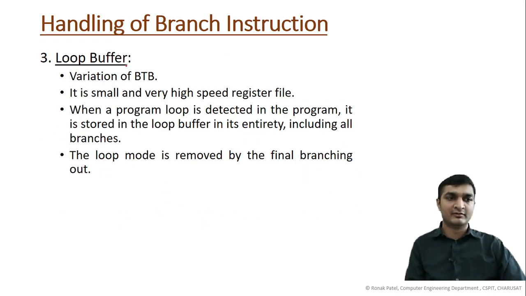Third is loop buffer. It's a variation of the BTB, and it is a small, very high speed register file. So what will it do? When a program loop is detected in the program, it is stored in the loop buffer in its entirety. So it will store that loop including all branches and then it will execute that. The loop mode is removed after the final branching out. So once all the branching is done, then the loop will be out.